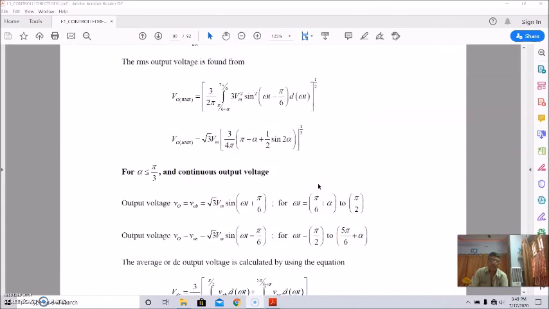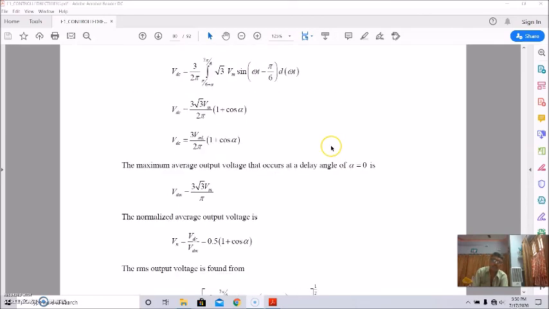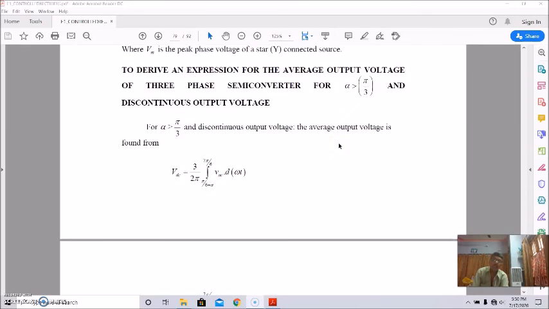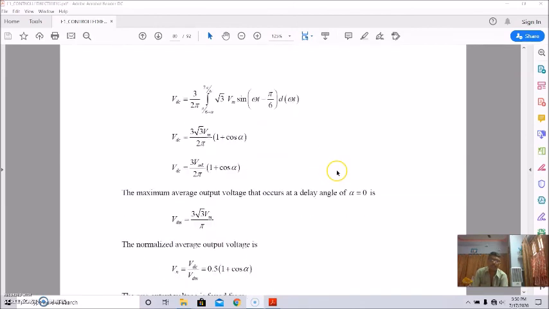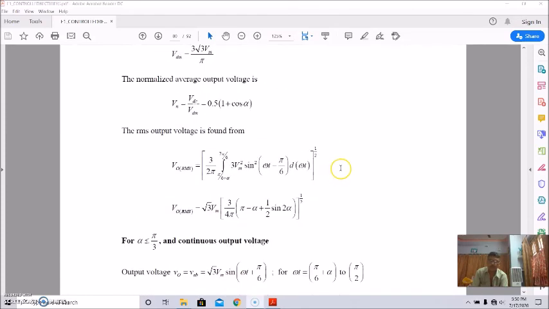With this we can say we have completed the discussion about the three-phase half-wave converter with different loads, resistive and inductive load, and with freewheeling diode. The shape of the waveforms and the modification of the waveform in the absence of the freewheeling diode are also discussed. And we have calculated the values of output voltage for discontinuous current mode and continuous current mode, that is, discontinuous output voltage and continuous output voltage.